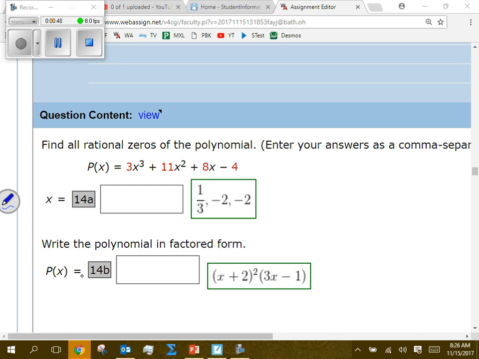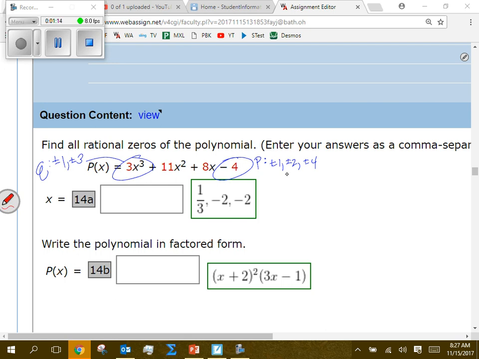Remember, we want to find our p-values, and the p-values are the factors of that. So that's going to be plus or minus 1, 2, or 4. Then we're going to find our q-values, and our q-values are the factors of 3. So plus or minus 1 and plus or minus 3.